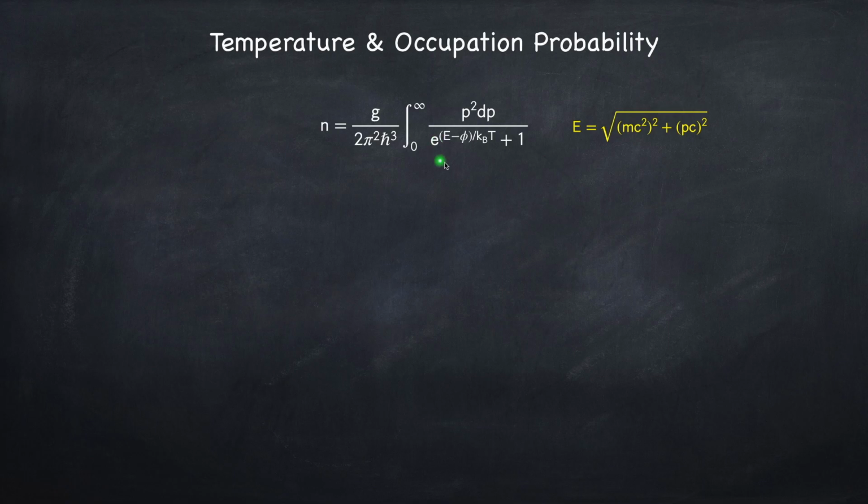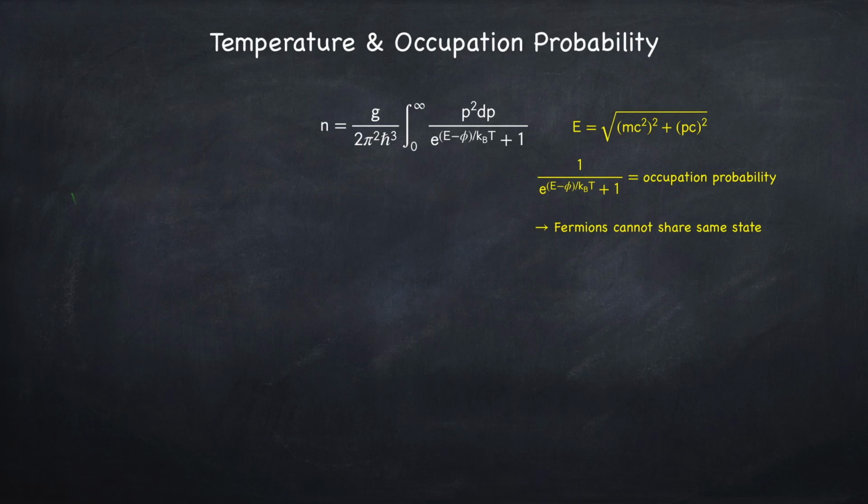Now, this factor in the denominator here represents the occupation probability. That is, the probability that a particle will be in a given momentum state. For fermions, what you have to keep in mind is that two fermions cannot share the same overall state. So if a state is occupied and you want to add another fermion, you have to put it in a different state. You're going to see what I mean here in a little bit.